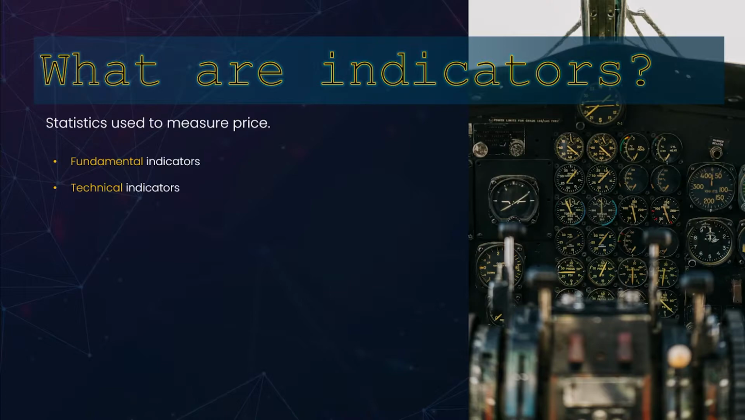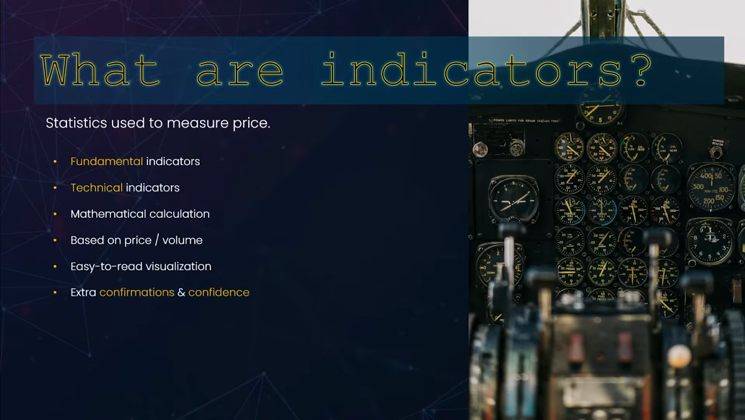In the context of technical analysis, an indicator is a mathematical calculation based on price or volume. This calculation will then be transformed into an easy-to-read visualization on the chart. The objective of using indicators is to add extra confirmation and confidence to our technical analysis. Traders use them to predict and anticipate future price moves or trend changes.